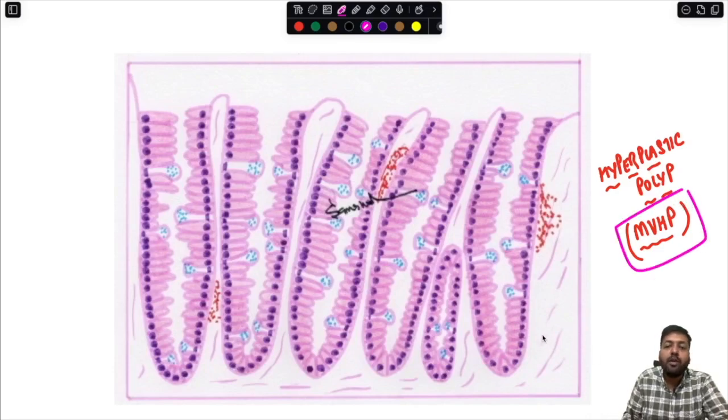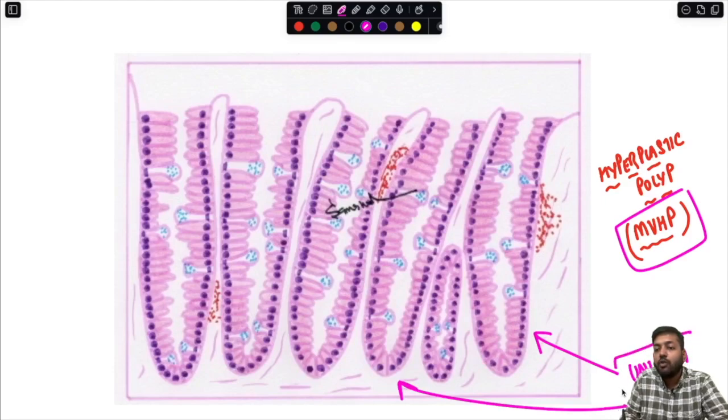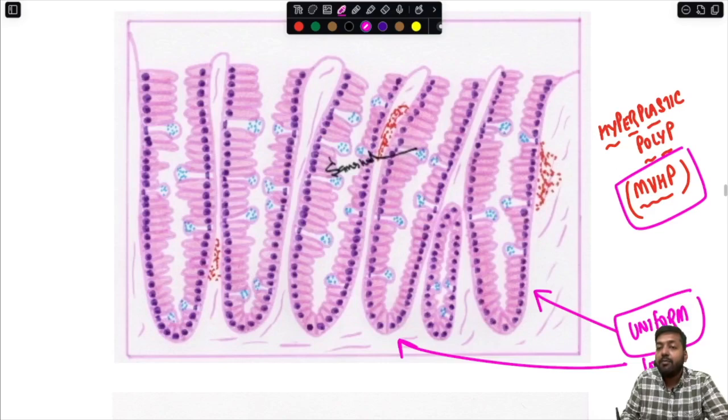So, the first important thing that you see, if you look at these crypts, what are these? These are the different crypts. So, the crypts are uniform. Architecturally, they are uniform. They are long in comparison to the normal glands. They are longer in size, yes. And very importantly, you can see that they are long and narrow.